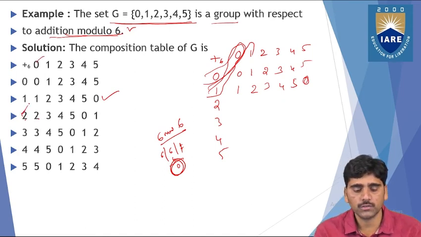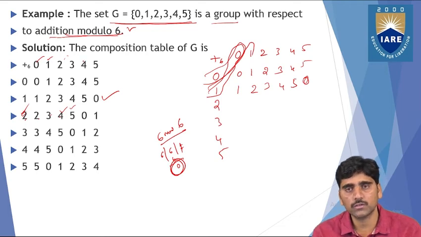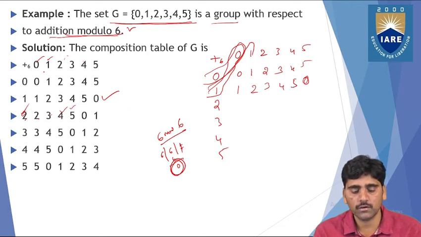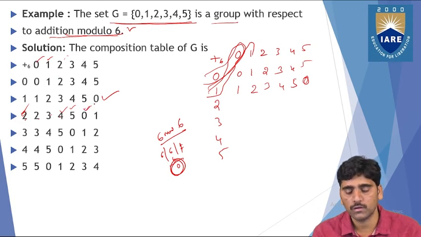2 plus 1 equals 3. 2 plus 2 equals 4. 2 plus 3 equals 5, and 2 plus 4 equals 6. 6 modulo 6 is nothing but 0. And 2 plus 5 is nothing but 7. So 7 modulo 6 is nothing but 1.